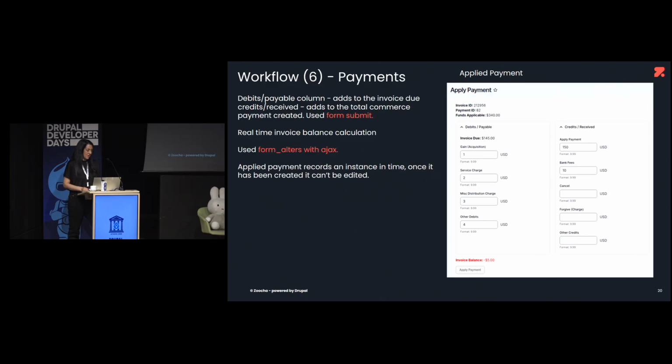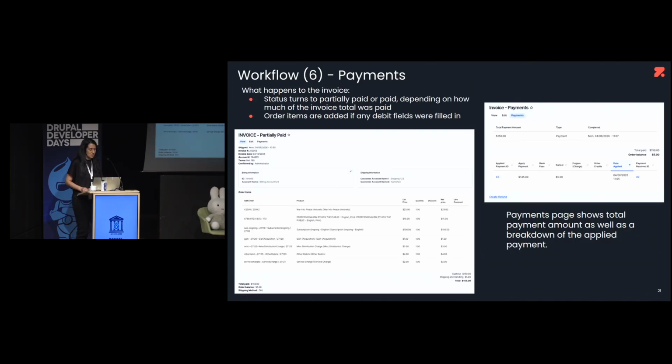Since the applied payment records an instance in time once it has been created, it can't be edited. Once you apply the payment to the invoice, you can see a couple of things happen to the invoice. The status turns to partially paid or paid, depending on how much of the invoice total was paid. And also, additional order items are added to the invoice using the miscellaneous service charge products if any of the debt fields were filled in.